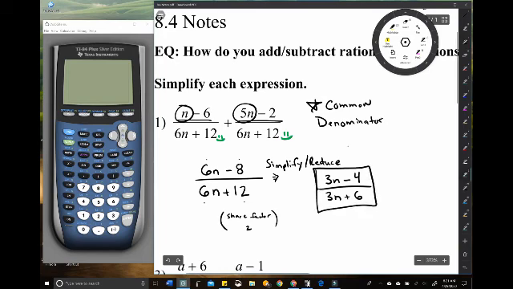Again, don't cancel out the 3's. You can't do that with the n's either, because they are in quantities, so to speak. So that is your final answer, reduced. If you can get to this point, that's fantastic. But if you can reduce it, even better.